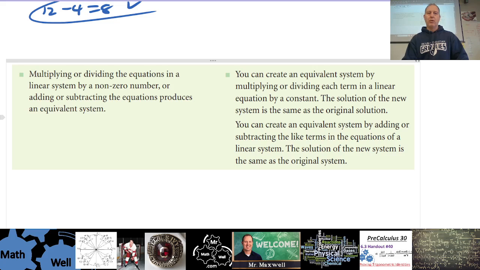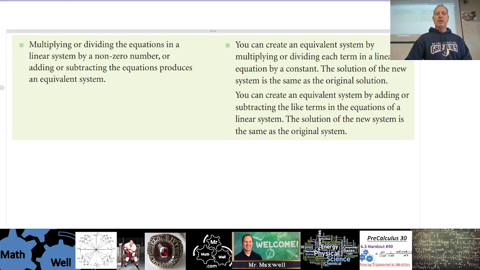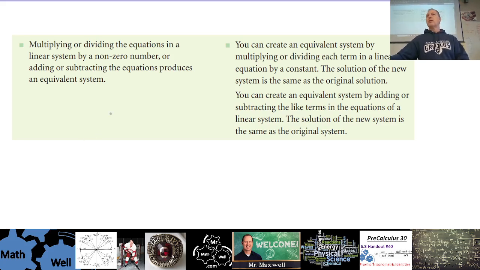Okay, what's the next main point? Multiplying or dividing equations in a linear system by a non-zero number or adding or subtracting the equations produces an equivalent system. Okay, so this is important when we do elimination, right? So we did elimination. So think about this.